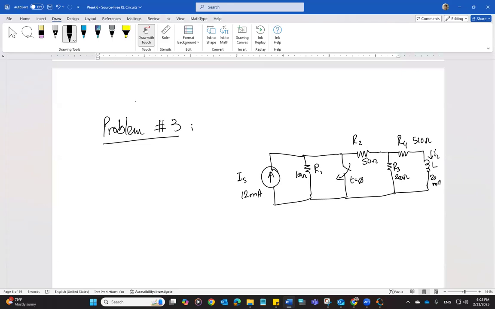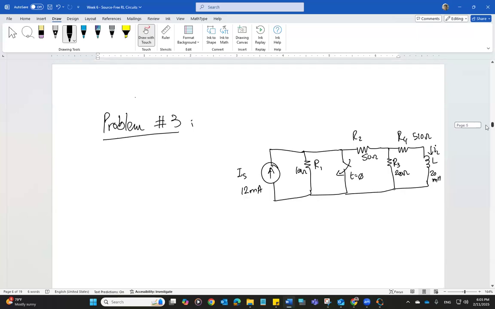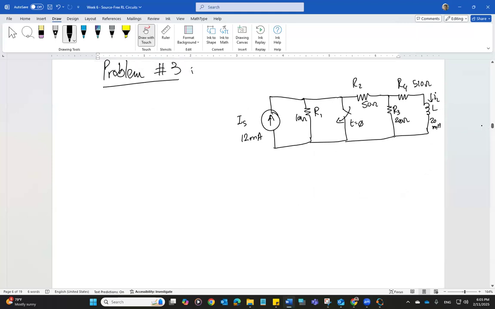Okay, so let's go ahead and solve for I naught, IL(0 negative) first. So at t equal to 0 negative, I naught, which is IL(0 negative). Okay, how are we going to find that out? So we can redraw the circuit real quick.